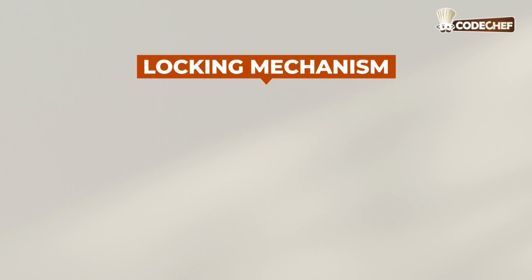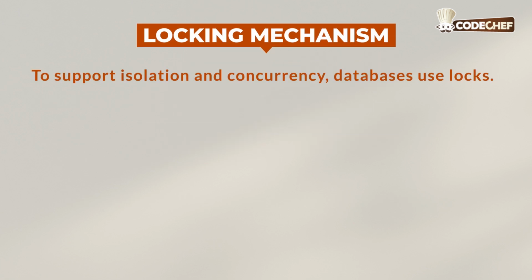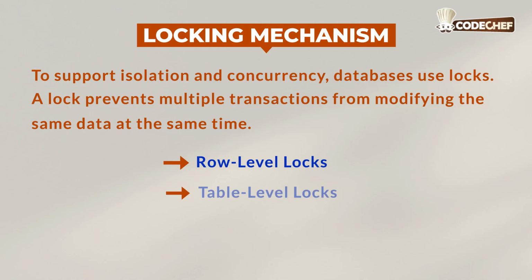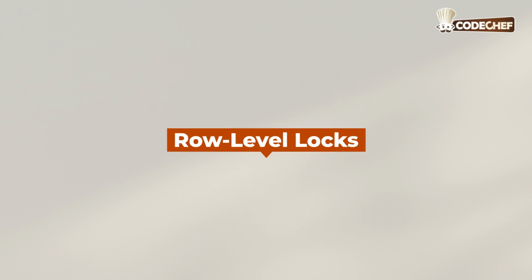Locking mechanism. To support isolation and concurrency, databases use locks. A lock prevents multiple transactions from modifying the same data at the same time. Now, locks can be of two types. First, row level locks, and second, table level locks. Whenever more than one transaction is taking place at the same time, we use these locking mechanisms to support isolation and concurrency.